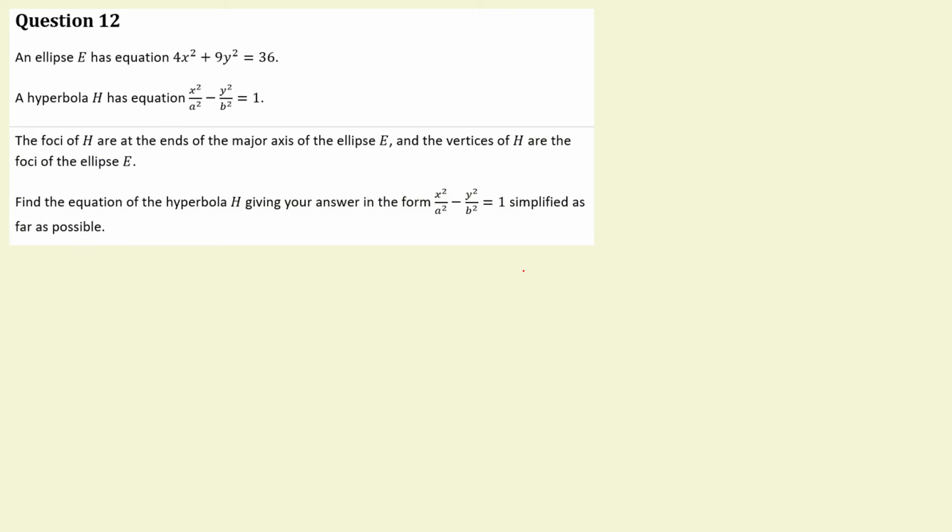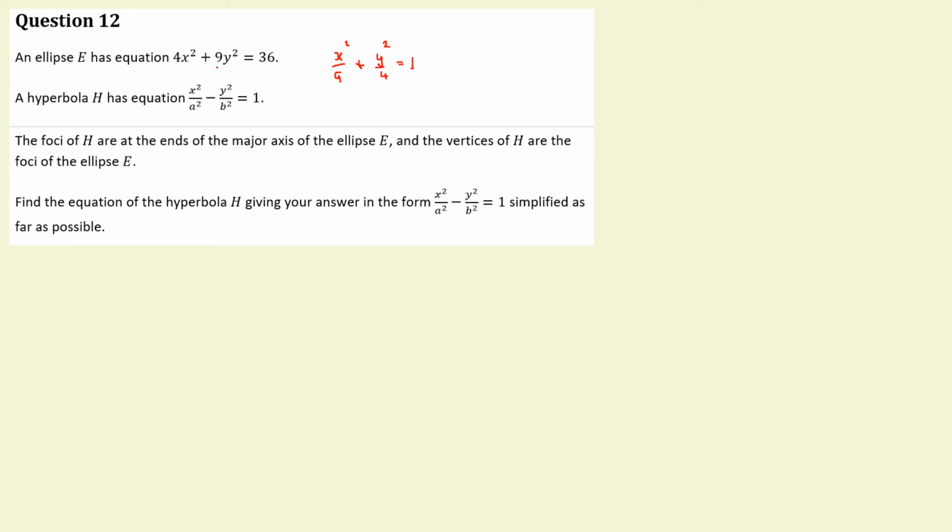Question 12. Right, got a combination here. We've got an ellipse and a hyperbola. And we're told the foci of the hyperbola are at the ends of the major axis of the ellipse, and the vertices of the hyperbola are the foci of the ellipse. Find the equation of the hyperbola. All right, so we've got to do a bit of thinking around this to start with. I would be tempted to get the ellipse into standard form. So if we divide through by the 36, I'd say that's x squared over 9 plus y squared over 4 equals 1.